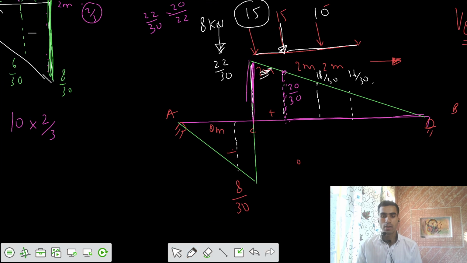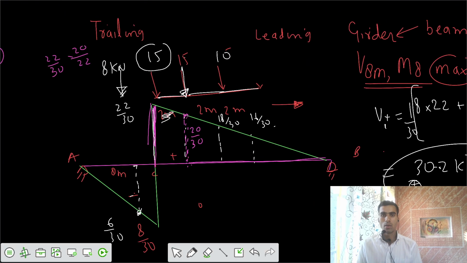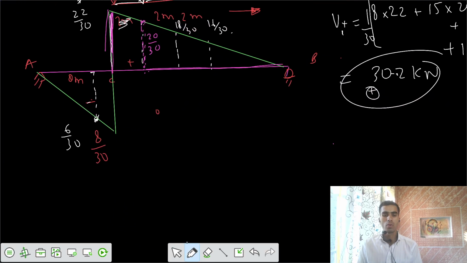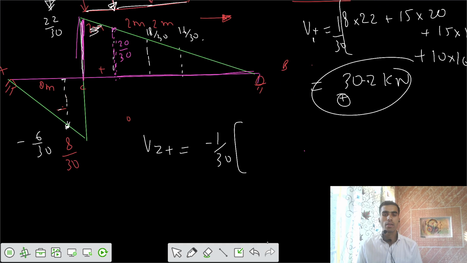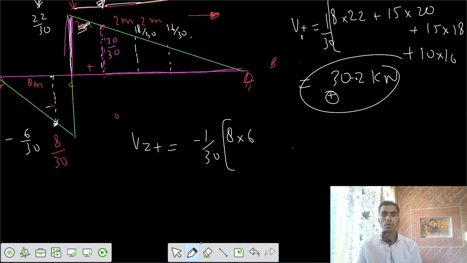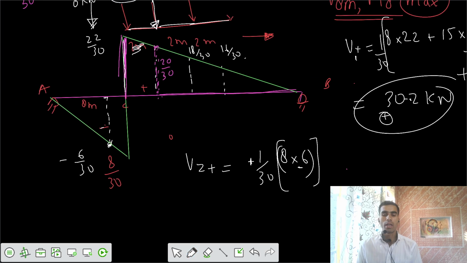We know that the ordinate there would be 6/30 by the similar triangles. We already checked that also. 6/30 is there. Now we need to get the V positive. Let's write that V2 positive, and that would be equals to 1/30, we can keep common, and we can say 8 into 6, that's negative. We can keep positive outside it, for this case we can keep it negative, 8 into 6, because your peak ordinate is negative.